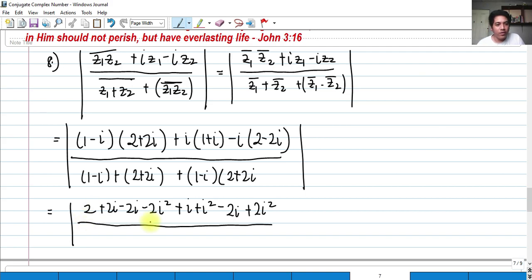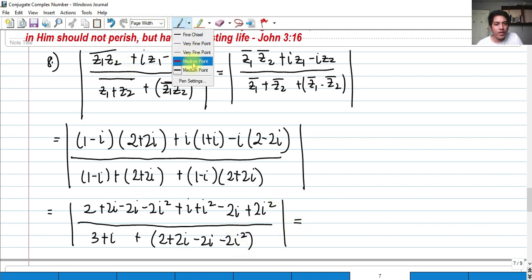Then on the denominator, we can add this. So we have 1 plus 2, that's 3, minus i plus 2i, that's plus i. Then that is added to the sum of this, which is the same as this one. So we have 2 plus 2i minus 2i minus 2i squared. Take the modulus of that. As you can see here, we can cancel this, that would be 0.